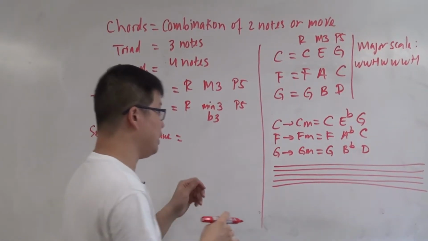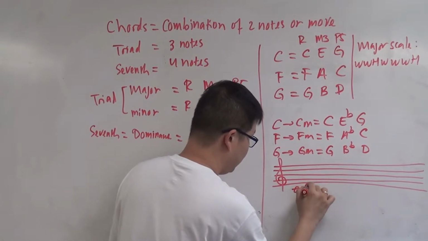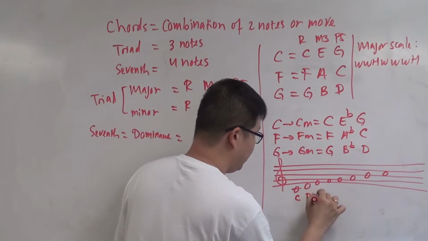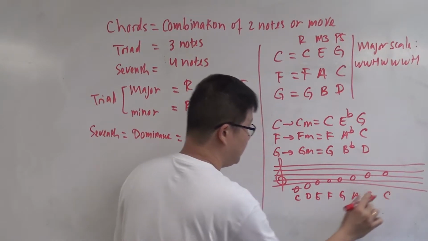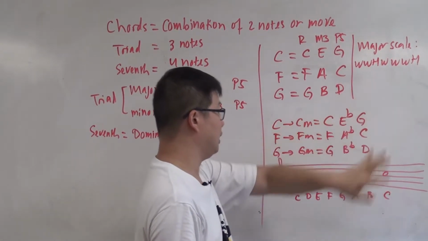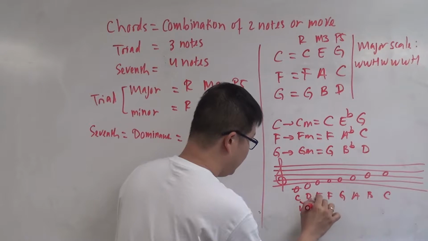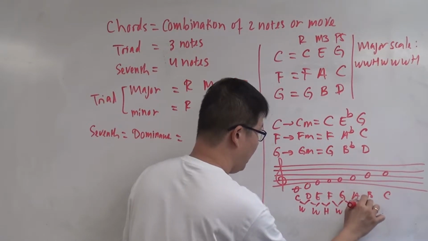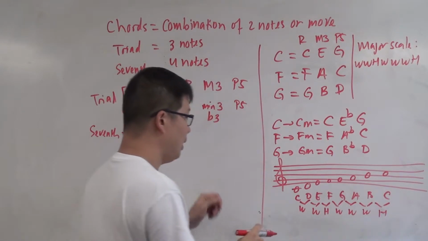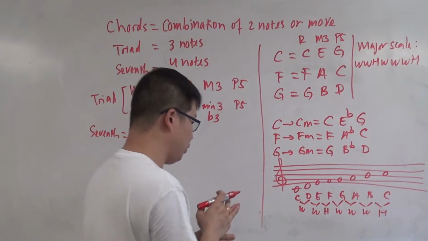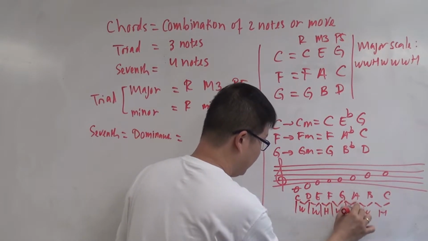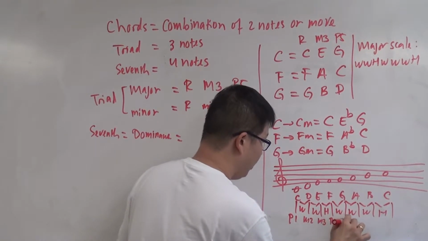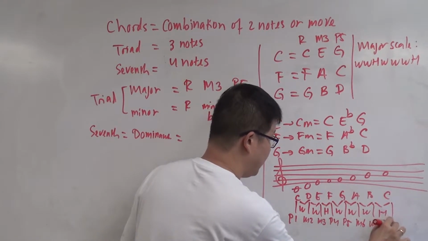Now we draw the C major scale. So this is C, D, E, F, G, A, B, C. Now this one is definitely already correct because we have been using it for a while. So we know C to D is whole, D to E is whole, E to F is half, F to G is whole, G to A is whole, A to B is whole, and B to C is half. Once you already get the major scale correct, you put the interval inside. And now we know this is P1, M2, M3, P4, P5, M6, M7, and P8.